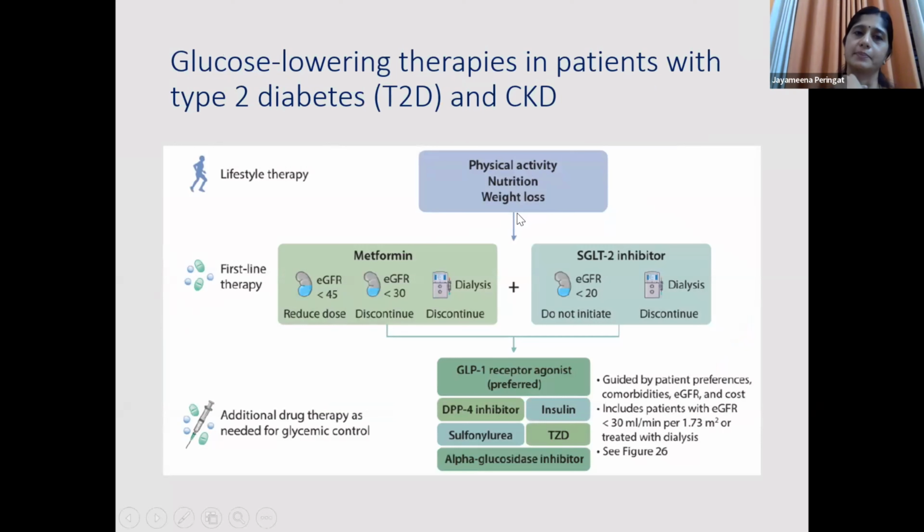With glucose lowering therapies in patients with T2DM and CKD, starting with metformin, you can continue metformin till GFR is almost up to 30, and discontinue it if it is below 30 or the patient is on dialysis. And for SGLT2 inhibitors, I would say it is better to use them till GFR is up to 30.